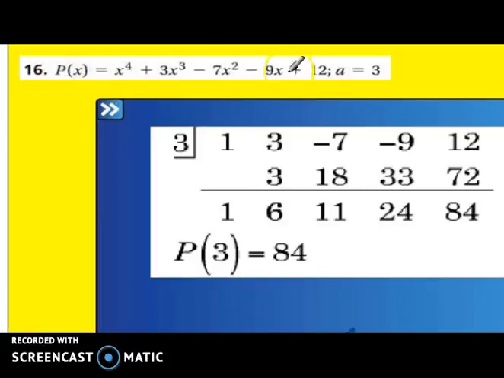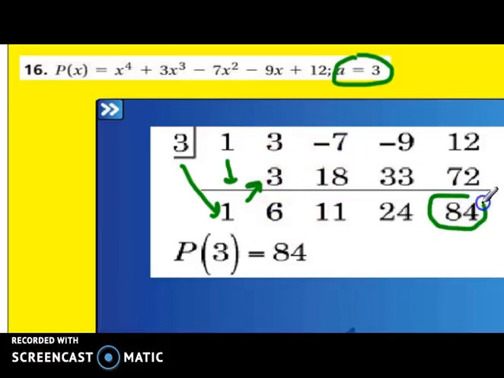In problem 16, they're asking us to find the value of the polynomial when A is 3. So we're going to do the remainder theorem. I'm going to divide by 3 using synthetic division. I'll bring down the 1. 3 times 1 is 3. And then I'm going to add them. I got 6. And then I continue the process. I got 84 as my remainder. So if I plugged in P of 3 into this equation, I would get 84.